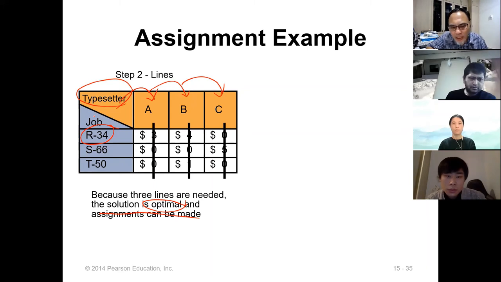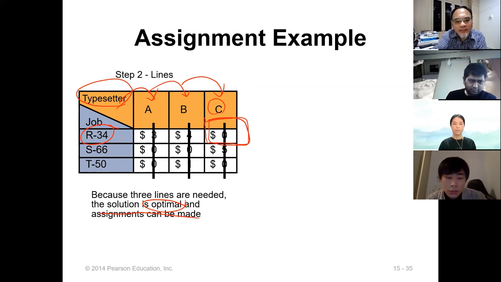Liang, where should R34 be assigned to? Should I give it to A? Give it to C. Yes, give it to C. Exactly. Because I cannot give it to A and B, there is still opportunity cost 3 and 4. There are still values there. So this is the cheapest. The cheapest is assigned to the 0. So this is the only one. So C assigned to R34.